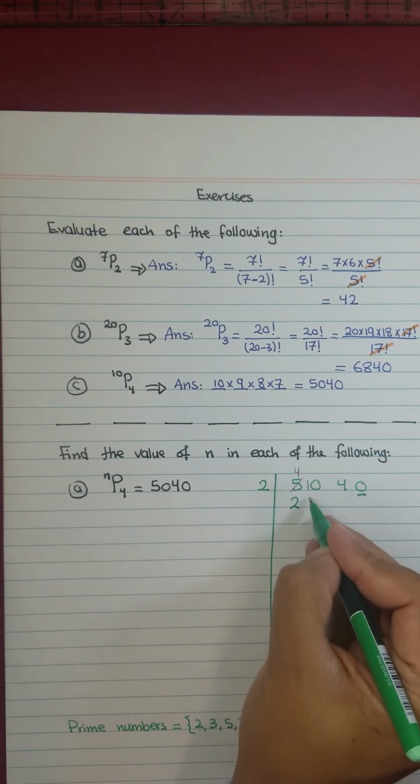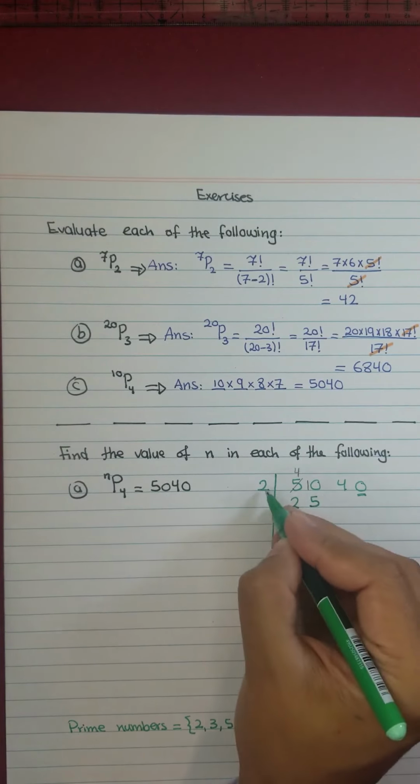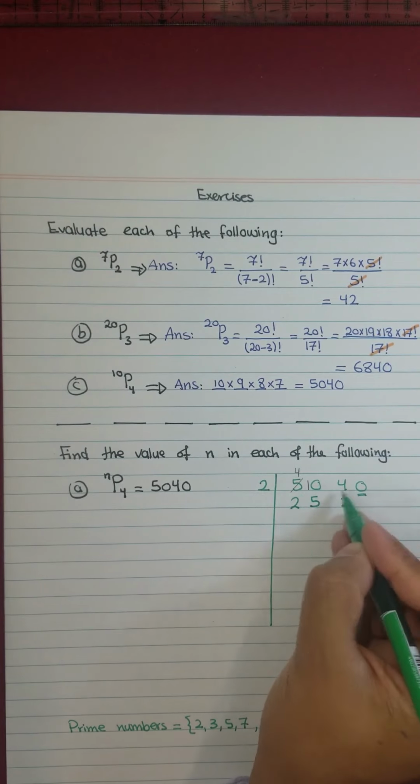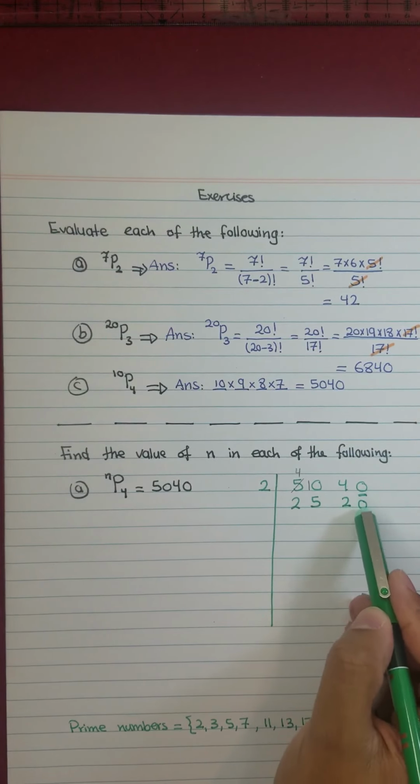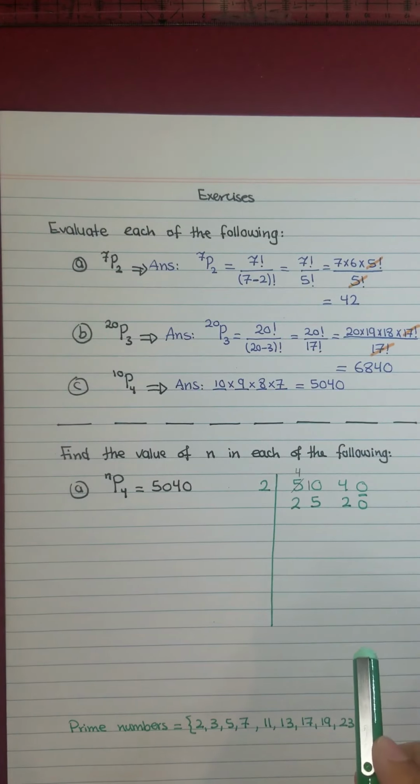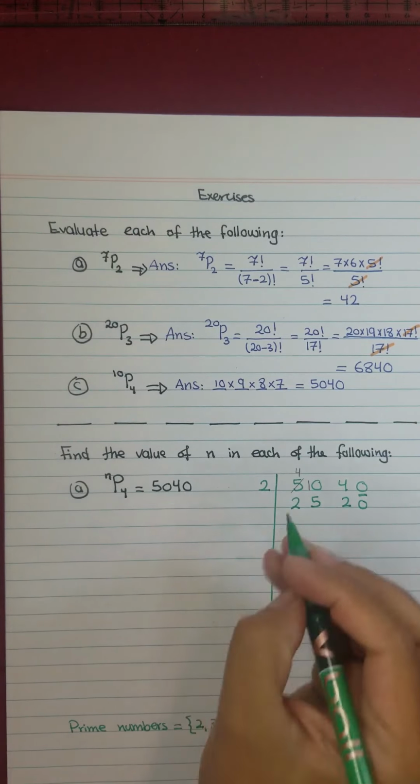10 divided by 2, the answer is 5. 4 divided by 2, the answer is 2. 0 divided by 2, the answer is 0. Good. So we divided by 2. Now, you notice that this here at the beginning is a 0. It's an even number. So can we divide this by 2? Yes, we can. So let's divide it by 2.